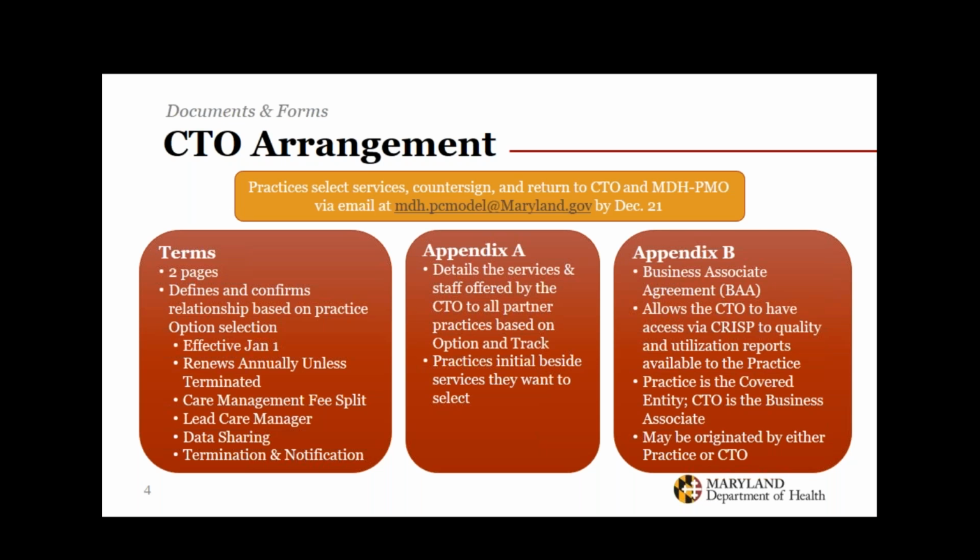So Appendix B is where, as part of the agreement, you need to have a business associate agreement added in there. It could be either one that the CTO uses or one that the practice uses, and it needs to call out that the practice is the covered entity and the CTO is the business associate. This needs to be in place in order for the practice to share its clinical and/or claims data with the CTO.